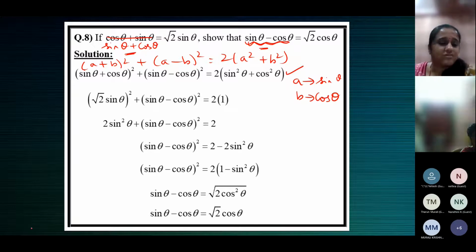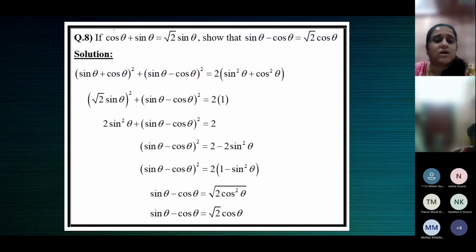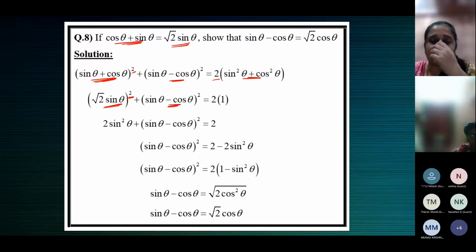Now continue. What is given to you? You're given that sin theta plus cos theta is root 2 sin theta. So substitute sin theta plus cos theta is root 2 sin theta, the whole square, because square here, square here. This is what we have to find. Write it as equal to 2 into 1, because sin square theta plus cos square theta is 1 by the identity. Now square this, you get 2 because root 2 square is 2, and sin theta, the whole square is sin square theta.